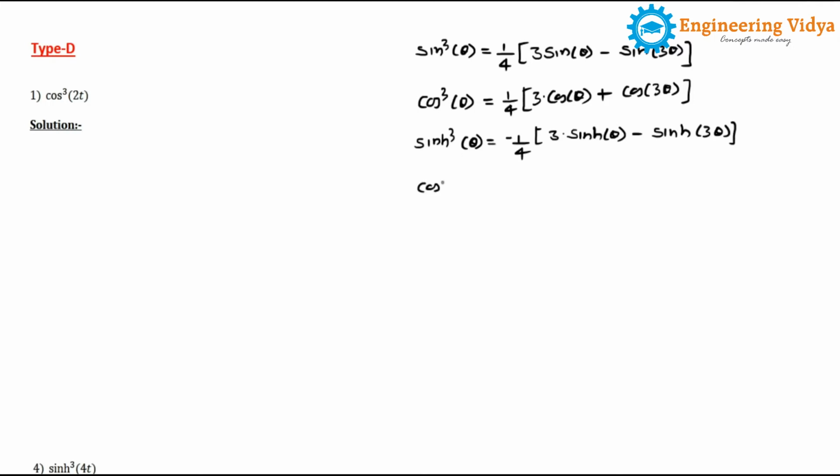In a similar way, you can frame the formula for cos hyperbolic cube theta also. This formula is also very similar to cos cube theta. Here 1 by 4 will come, and then 3 into cos hyperbolic theta plus cos hyperbolic of 3 theta will be there. I hope you understood each and every formula of sine cube theta, cos cube theta, sine hyperbolic cube theta and cos hyperbolic cube theta, right? The only thing you have to memorize is that if sine is there, then a minus sign will come in between. If cos is there, then a plus sign will come in between.